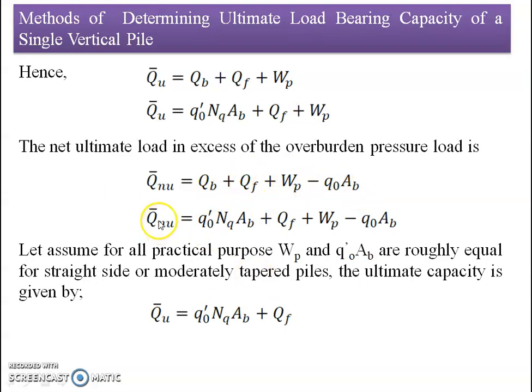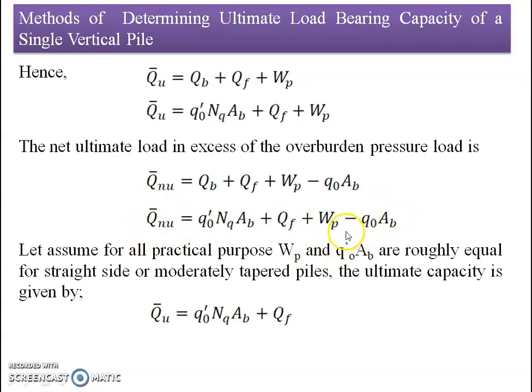Now Q bar nu is equal to Q naught dash Nq Ab plus Qf plus Wp minus Q naught Ab. This Q naught Ab is nothing but the excess overburden pressure, which we are going to subtract so as to get the ultimate load bearing capacity.